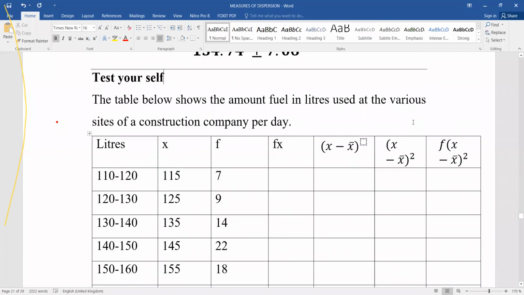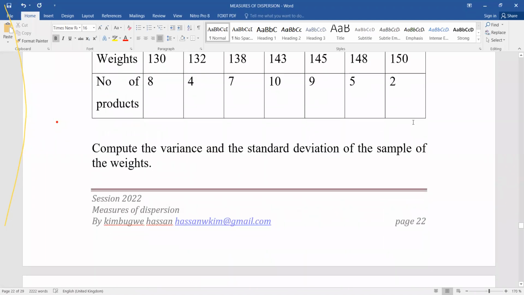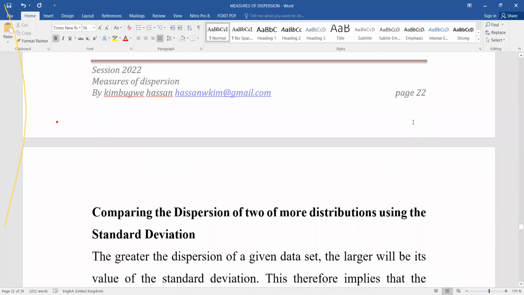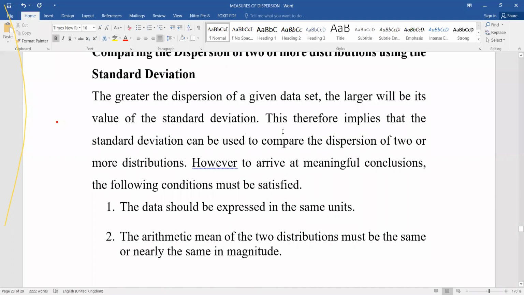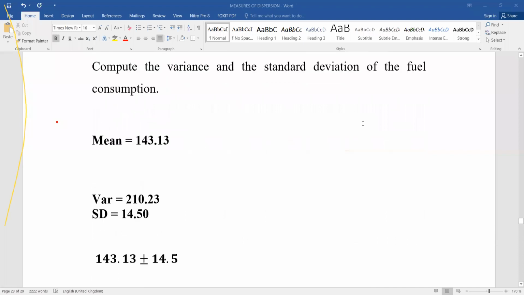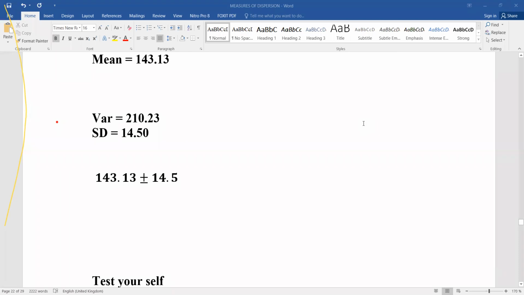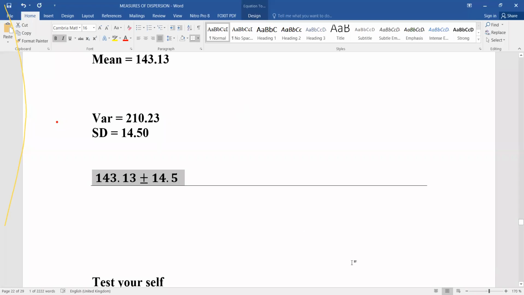So you'll test yourself with that example. We want to get to that bit where we do comparison of two distributions. 16.18 is what? I don't know. You'll test yourself, and the answers are down there. The variance is there. The mean is there. The standard deviation is there. And the final answer for that question is that. So you work backwards to get the answer.